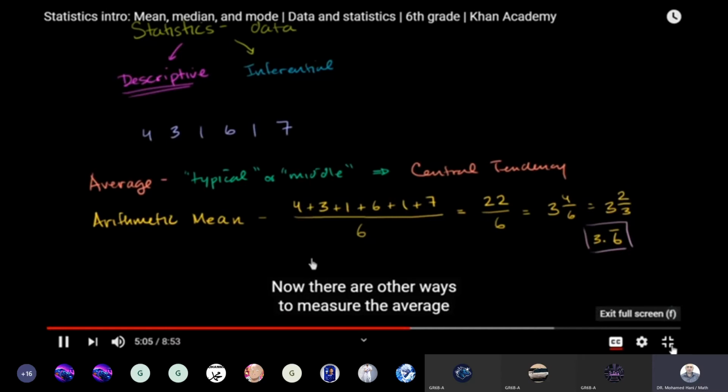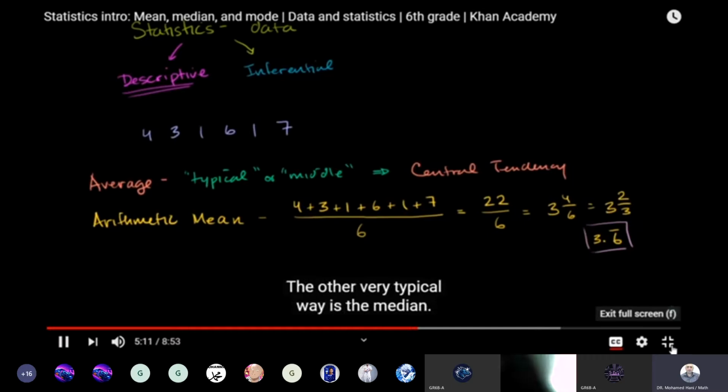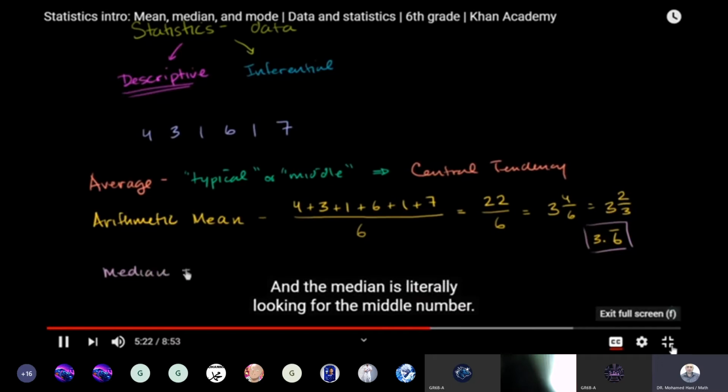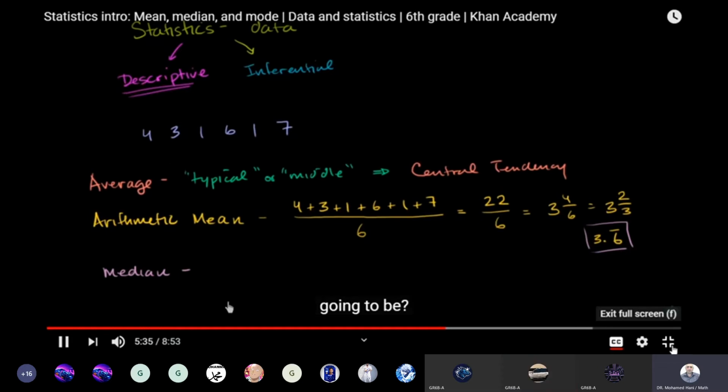Now, there are other ways to measure the average or find a typical or middle value. The other very typical way is the median. And I will write median. I'm running out of colors. I will write median in pink. So there is the median. And the median is literally looking for the middle number. So if you were to order all the numbers in your set and find the middle one, then that is your median. So given that, what's the median of this set of numbers going to be?